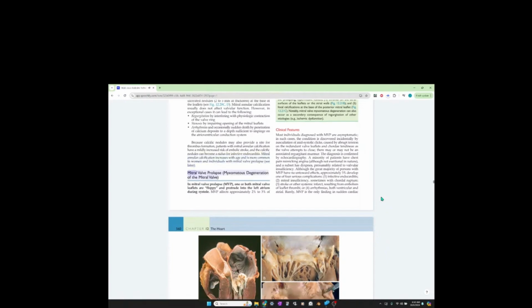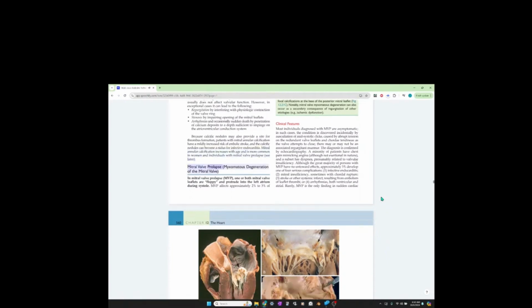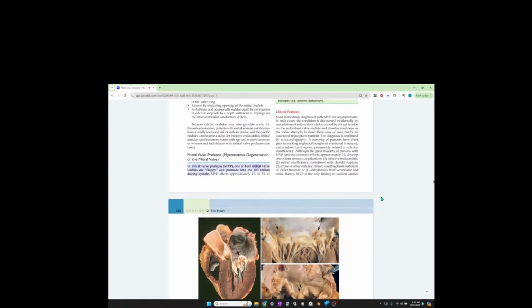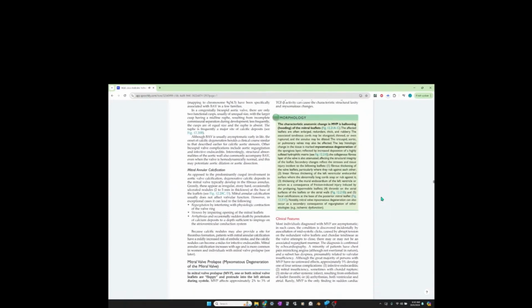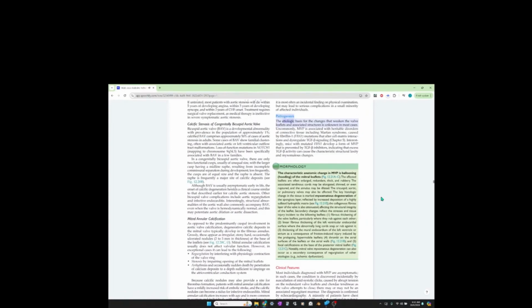Mitral valve prolapse. In mitral valve prolapse, one or both mitral valve leaflets are floppy and protrude into the left atrium during systole. MVP affects approximately 2% to 3% of adults in the United States and is more common in women. It is most often an incidental finding on physical examination, but may lead to serious complications in a small minority of affected individuals.